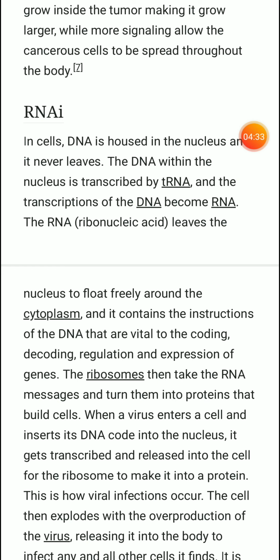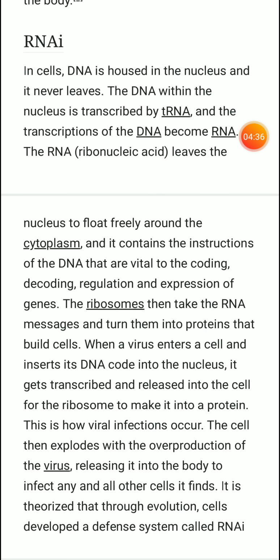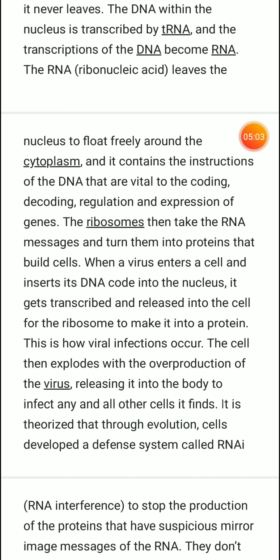Did you understand, girls? Okay, when a virus enters a cell and inserts its DNA code into the nucleus, it gets transcribed and released into the cell for the ribosomes to make it into a protein. This is how viral infections occur in the body. The cell then explodes with the overproduction of the virus, releasing it into the body to infect any and all other cells it finds.